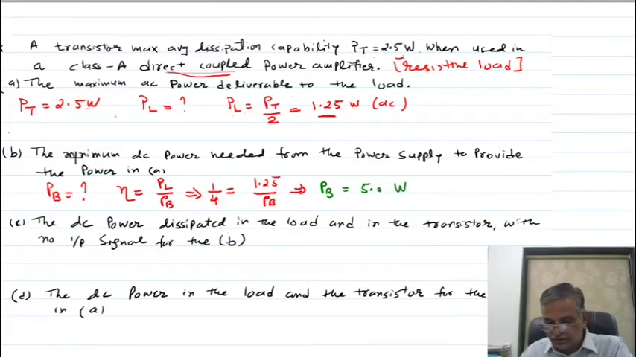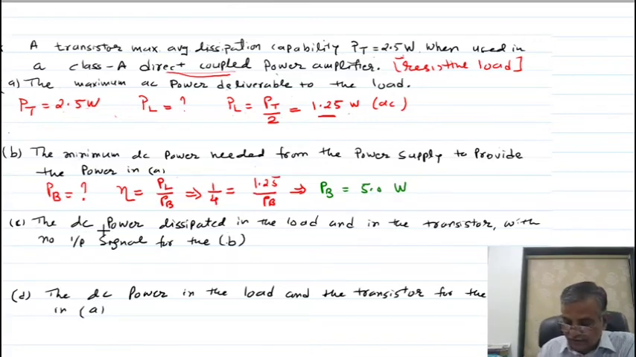See the question again. The minimum DC power needed from the power supply to provide the power in A. Here in A, how much AC power do you require? 1.25. How much DC power is needed? You know the equation: efficiency is nothing but PL by PB. What is the efficiency of a direct coupled amplifier? 25%. 25% means 1 by 4. So I have written 1 by 4. So you can get your answer.